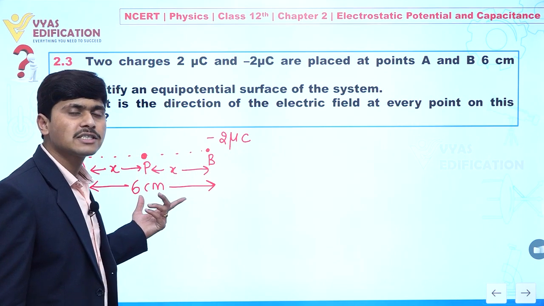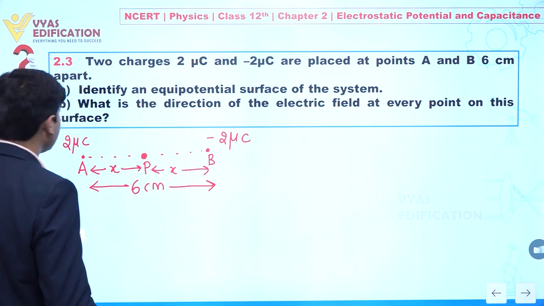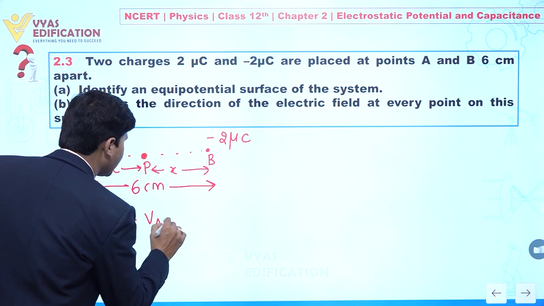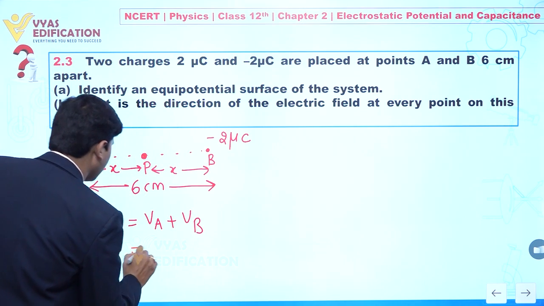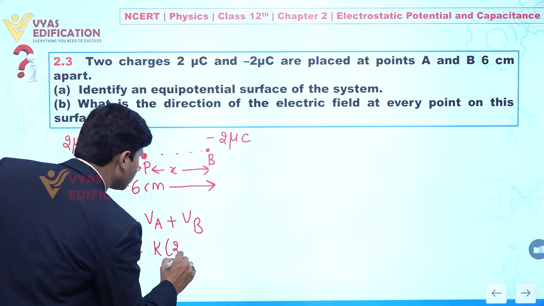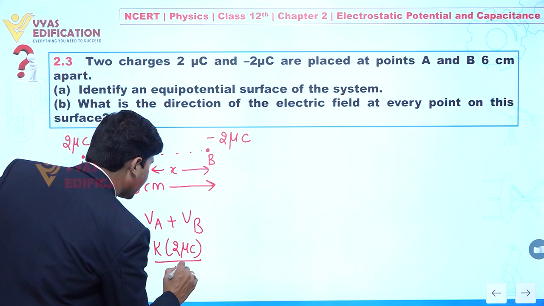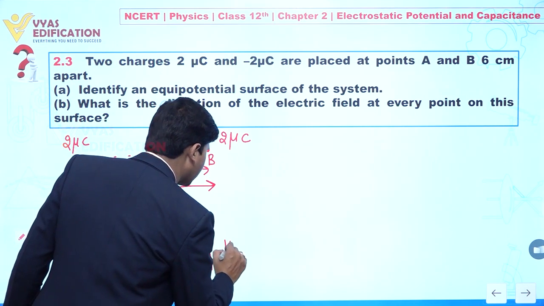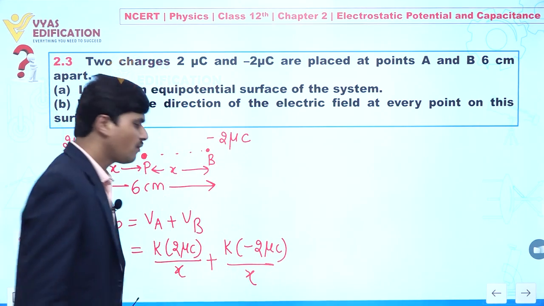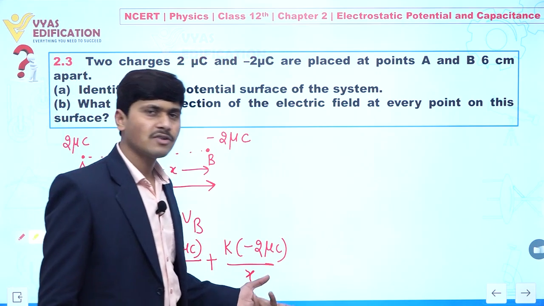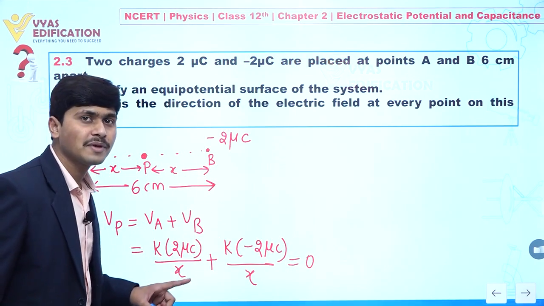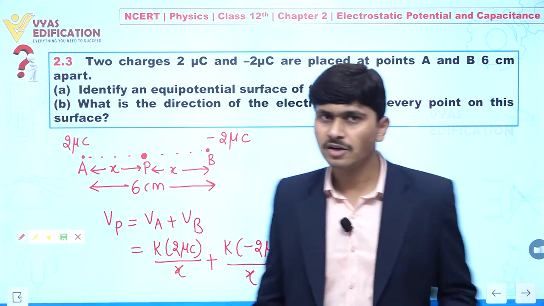Total, we can say x equals 3 centimeter, clear. So we can say potential at P we can write like this: VA plus VB, clear. Potential due to A is K times 2 microcoulomb divided by x, plus K times minus 2 microcoulomb divided by x. Now this one and this one cancel out, clear. So we are getting electric potential at point P as 0, clear to everyone, yes or no.